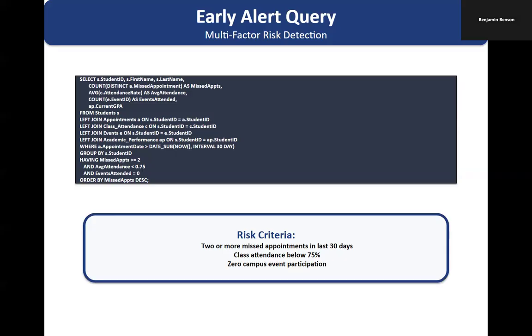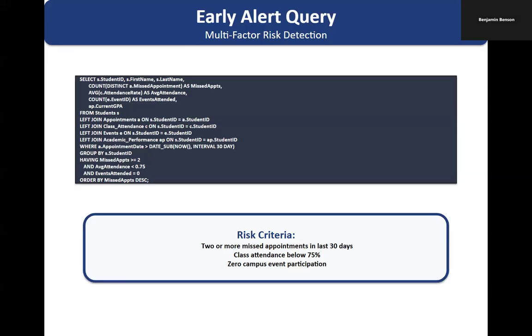We want to look at the records that have a missed appointment count of two or more. We want to get the average attendance that is less than 75%. We want to get the students that have zero events attended. And then finally, we want to order it by the missed appointments. So that's our risk criteria.